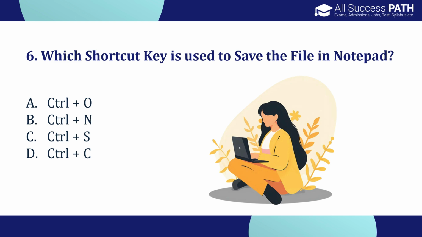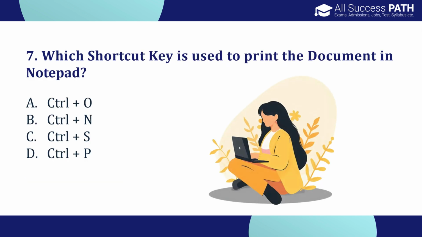Question 6. Which shortcut key is used to save a file in Notepad? The options are A. Ctrl+O, B. Ctrl+N, C. Ctrl+S, and D. Ctrl+C. The correct answer is C. Ctrl+S.